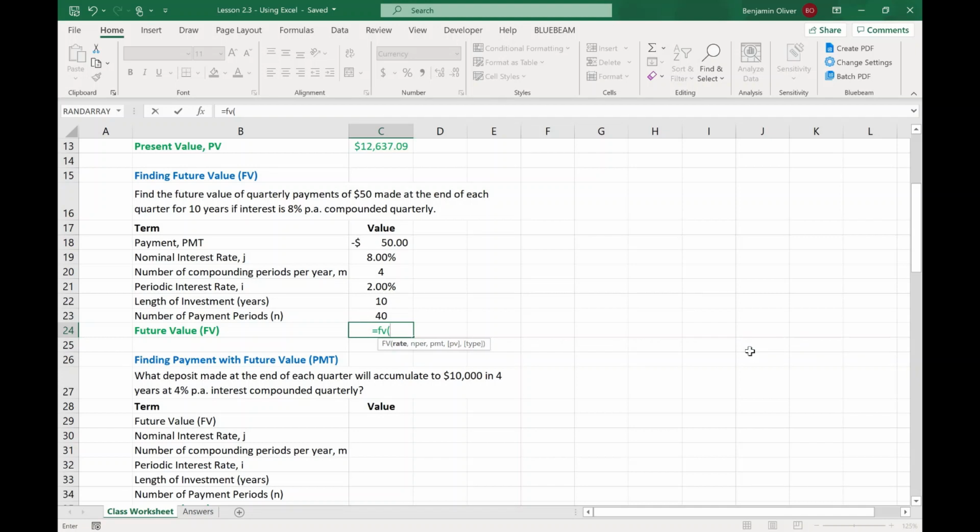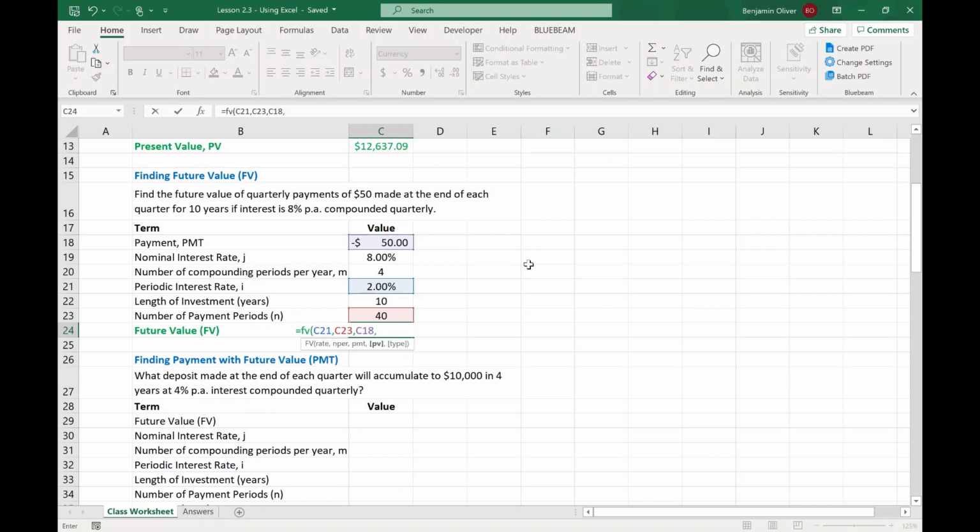So we do our left bracket. And once again, we've got our items here. Our rate, which is our interest rate. Remember, that's our periodic rate of interest. Select periodic rate of interest. NPER is our total number of payment periods. Select 40. PMT is our payment. We'll select the $50 there.